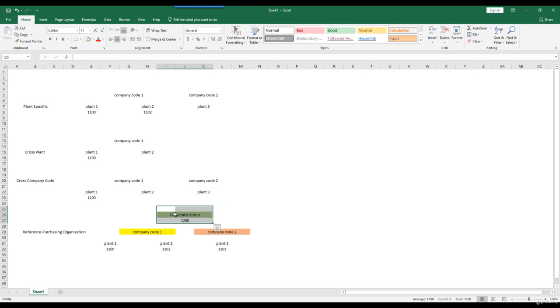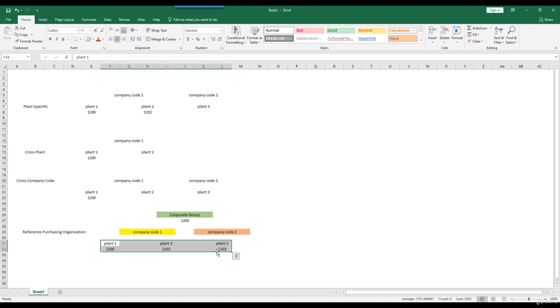Because at corporate group level also they have one purchasing department. They are responsible for dealing with the international vendors, creating global contracts, global agreements, negotiating prices with the global vendors. So once they negotiate, they will create global contracts, global agreements. Whatever the contracts, whatever the agreements created by this reference purchasing organization at corporate group level, in turn those are going to be used by this plant specific purchasing organization.